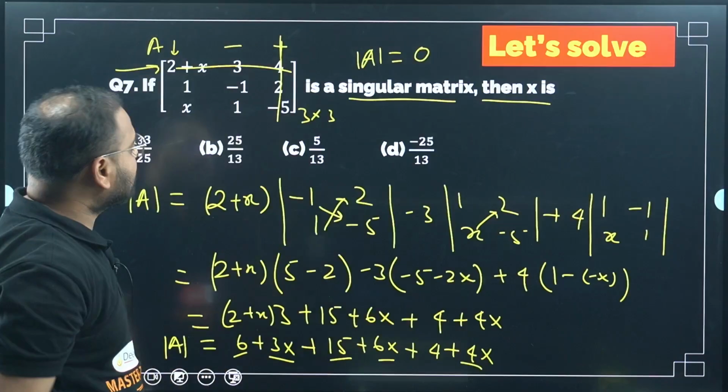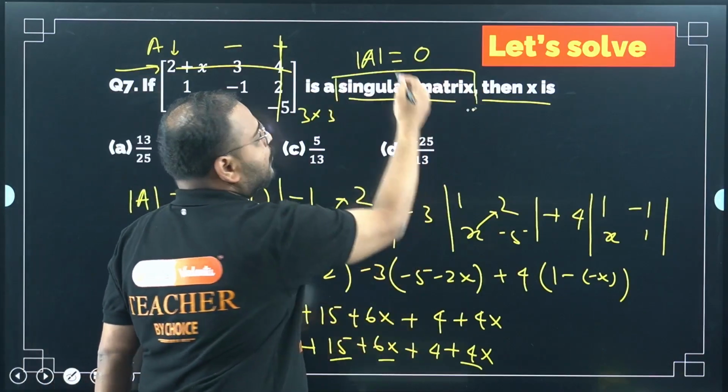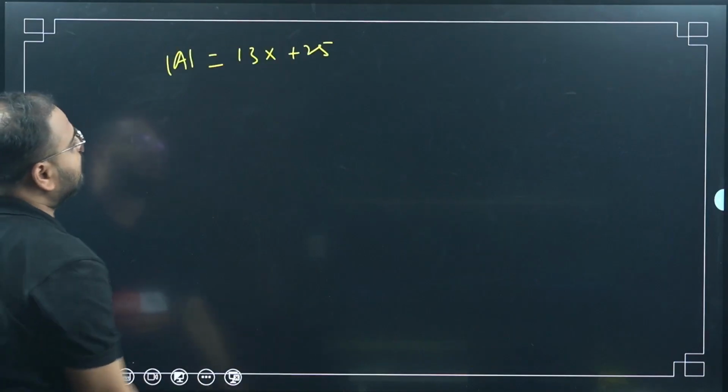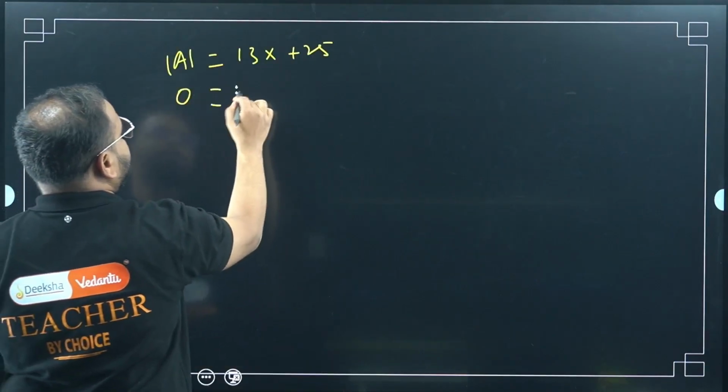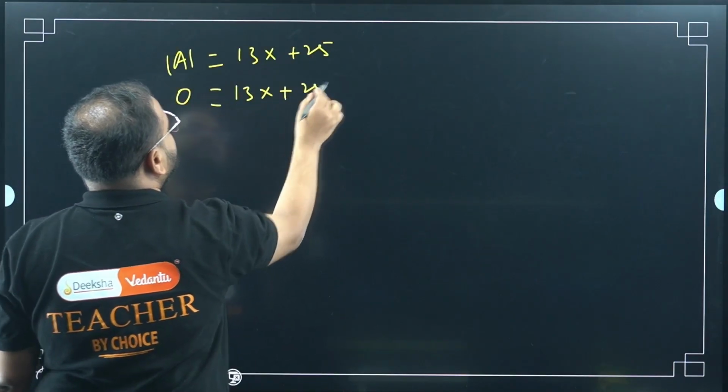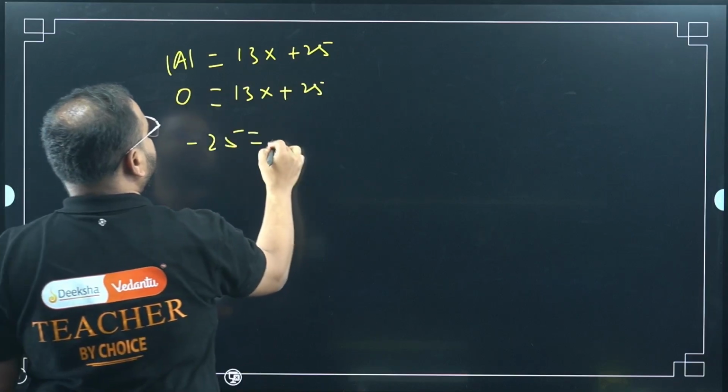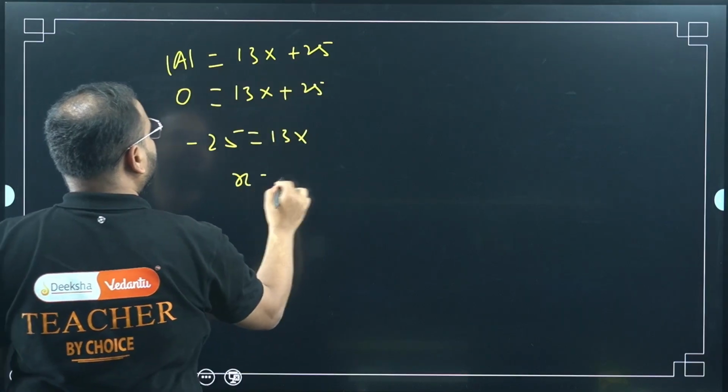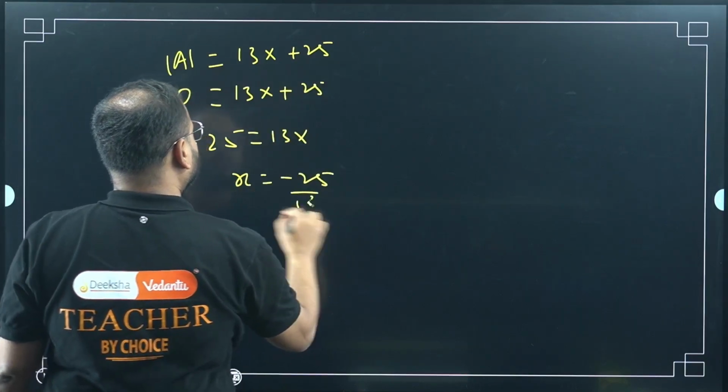They have given what? Singular matrix. So determinant of A is equal to 0. This is equal to 0. 13x plus 25 is 0. Minus 25 equal to 13x. So x is equal to minus 25 by 13.